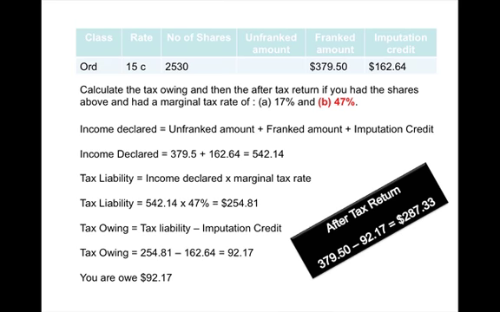So what does this mean for your after-tax return? It means $379.50, take $92.17 equals $287.33. So it reduces how much money you get put in your pocket, but you don't pay 47% tax on the whole lot, which is pretty cool.